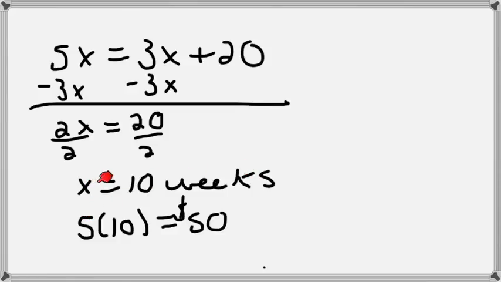Therefore, at, not 20, 10, therefore, at 10 weeks they'll have the same amount of money, and then the second secret message is I'd like you to show how much money they'll have at 10 weeks. And so to do that, you have to plug the 10 into one of the equations and solve. So 5 times 10 is 50. At 10 weeks, they will both have $50.